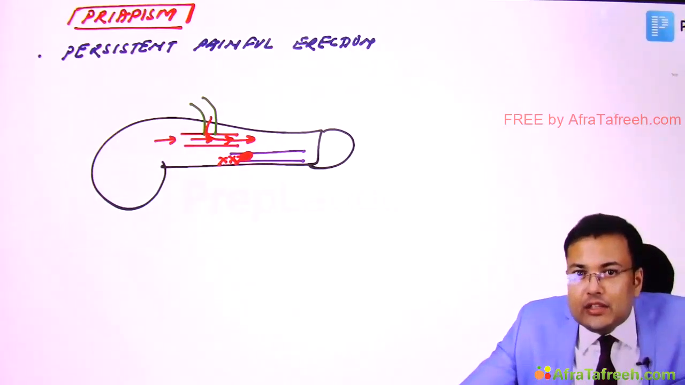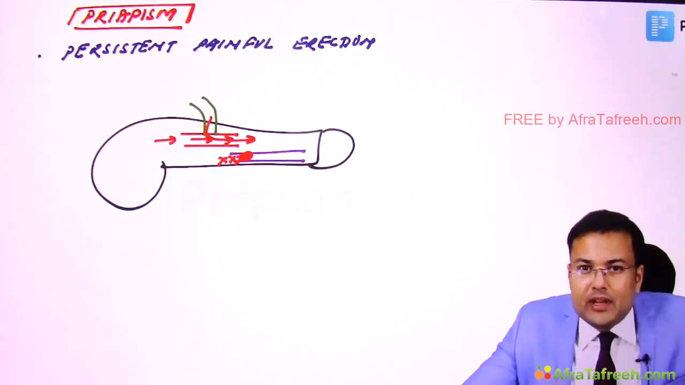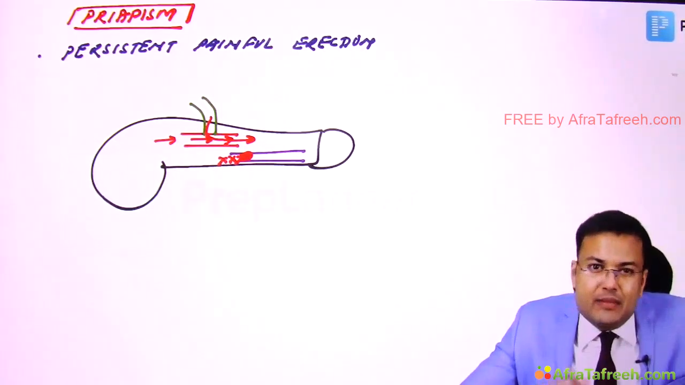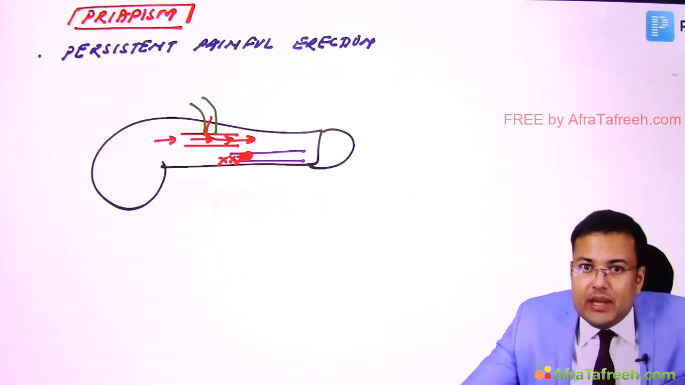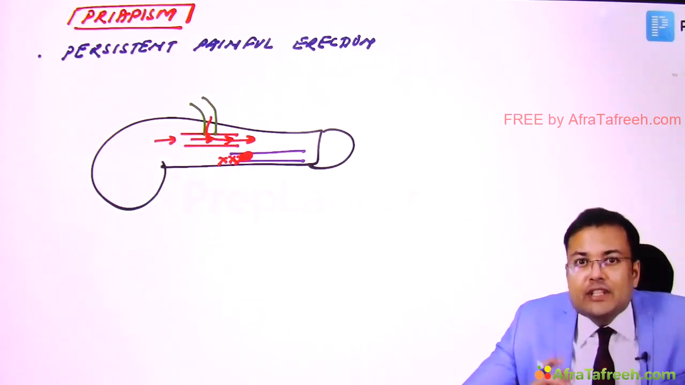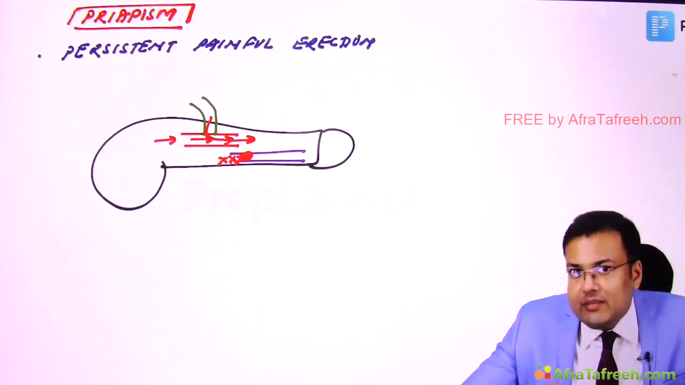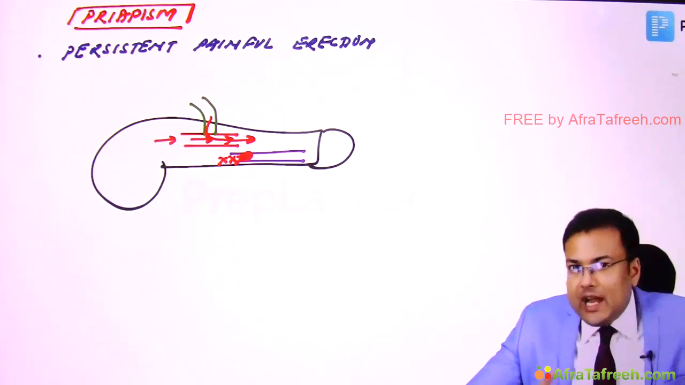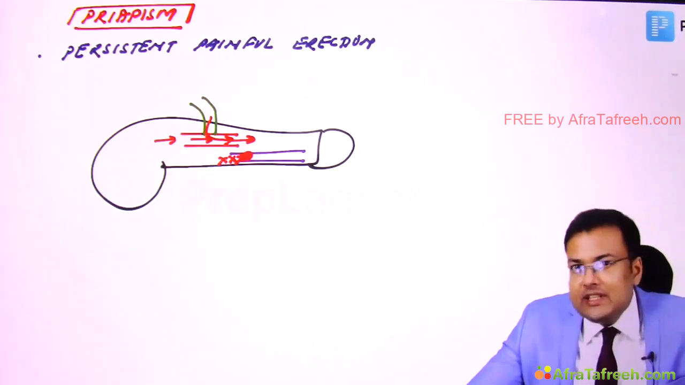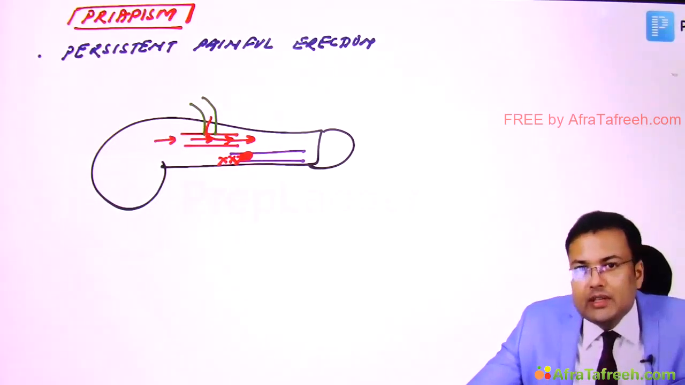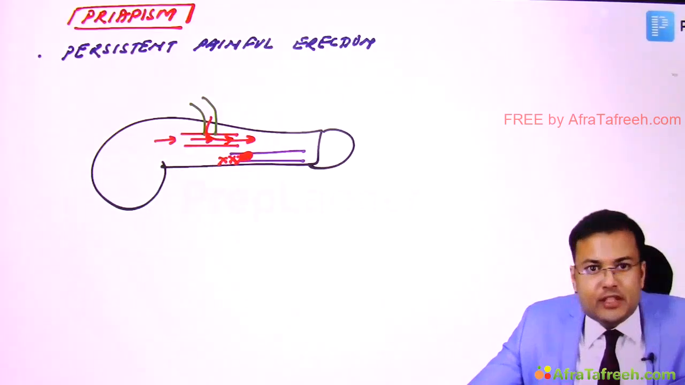This high flow priapism is known as non-ischemic priapism, and the low flow priapism is known as ischemic priapism. Why? Because there is increased risk of ischemia. Why? Because there is collection of which kind of blood? Deoxygenated blood. If you are going to compare high flow from low flow, the question is asked that overall which one is more common? It is the low flow priapism which is more common.